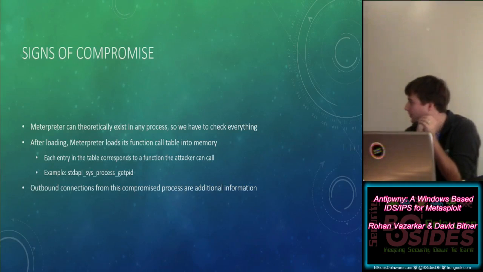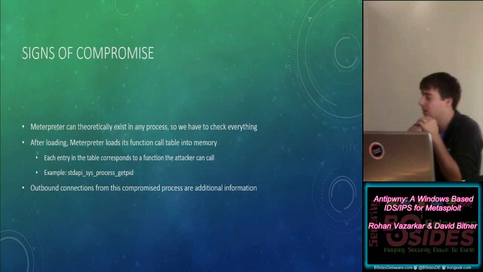Each entry in the table is a specific function. We actually look for stdapi_sys_process_getpid. GetPID gets you your process ID. Very simple function. This is how I accidentally stumbled upon this. Searching through memory, you search for the string getpid. Congratulations, you have a signature from Meterpreter.